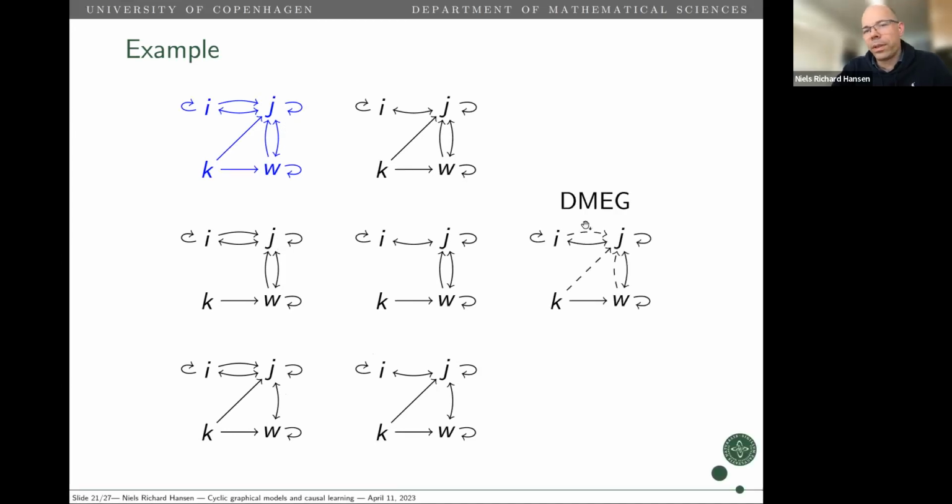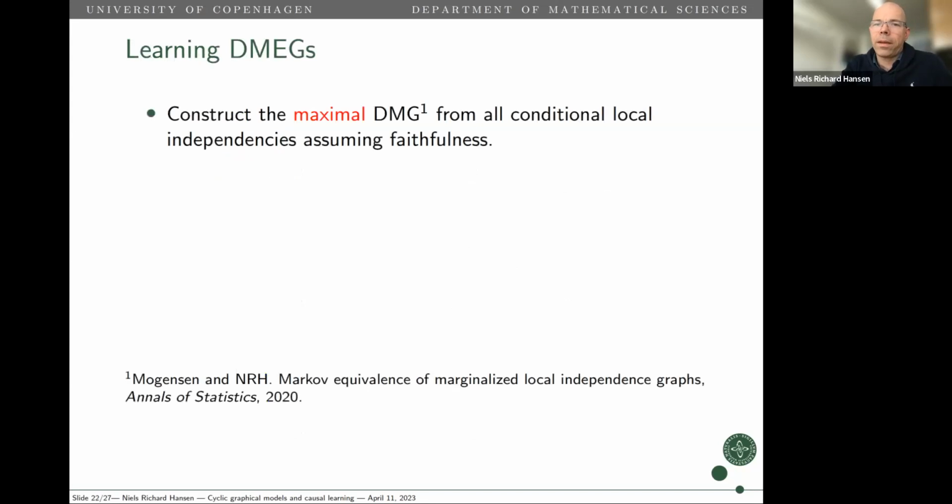And the object representing the equivalence graph, the DMG, is then this object here where we dash all the edges that are present in some but not all of the elements in the equivalence class, and all of the other edges are present in all of the elements. So this object here is a natural target for learning, and we can then do a fairly naive learning algorithm.